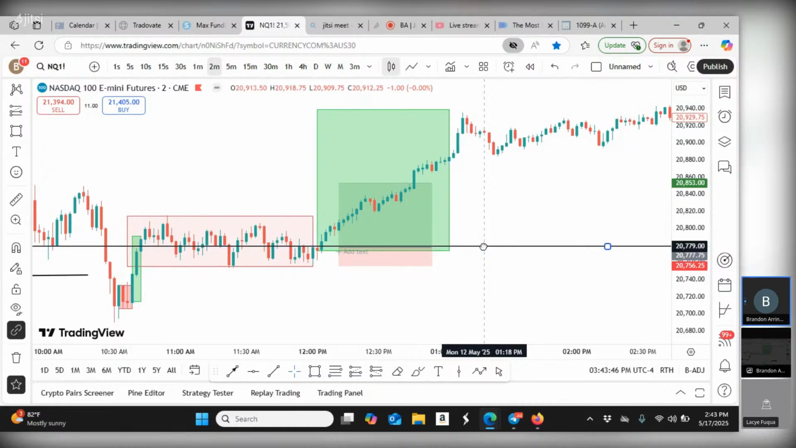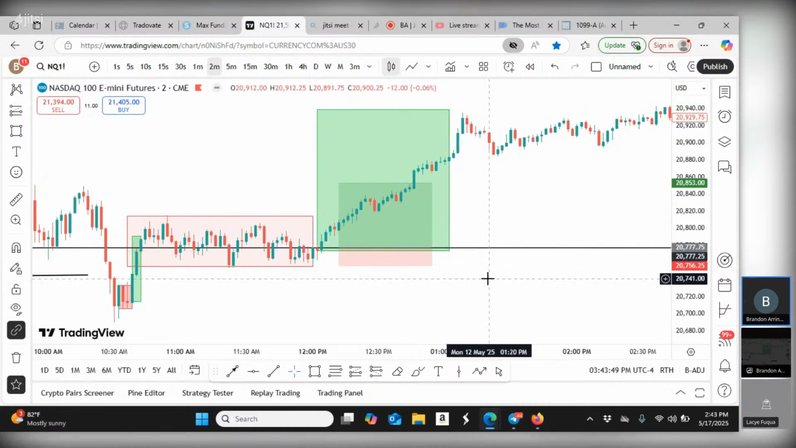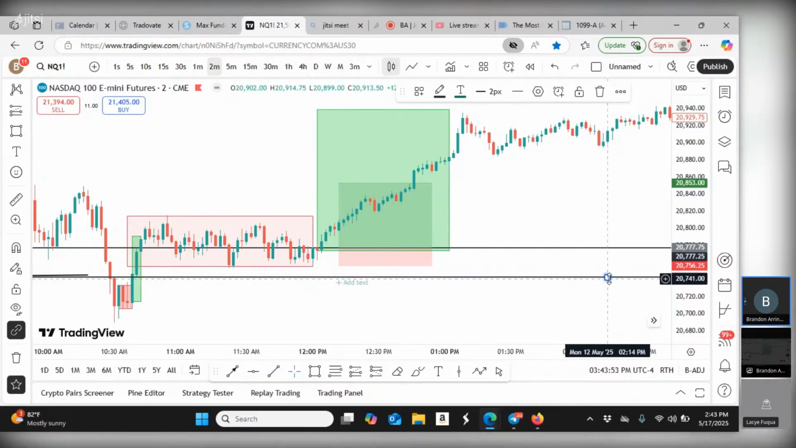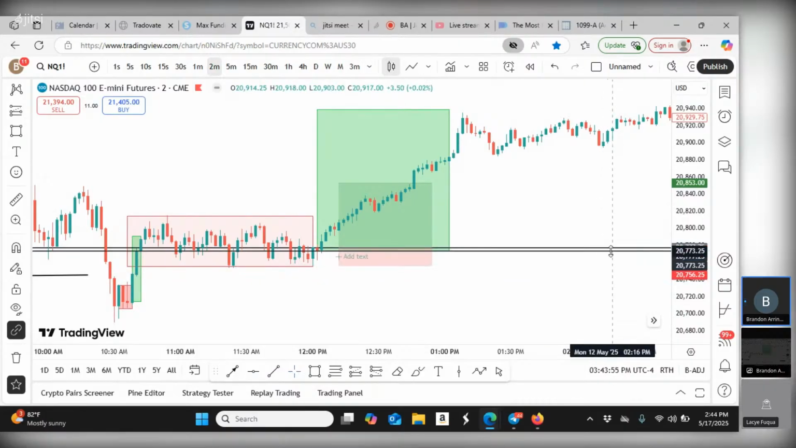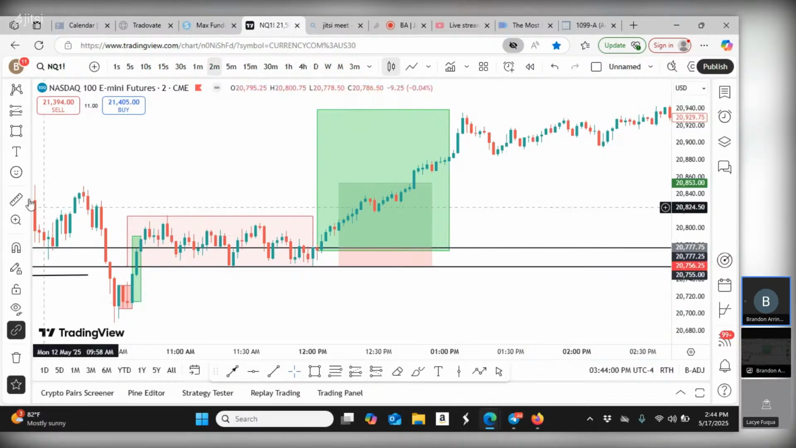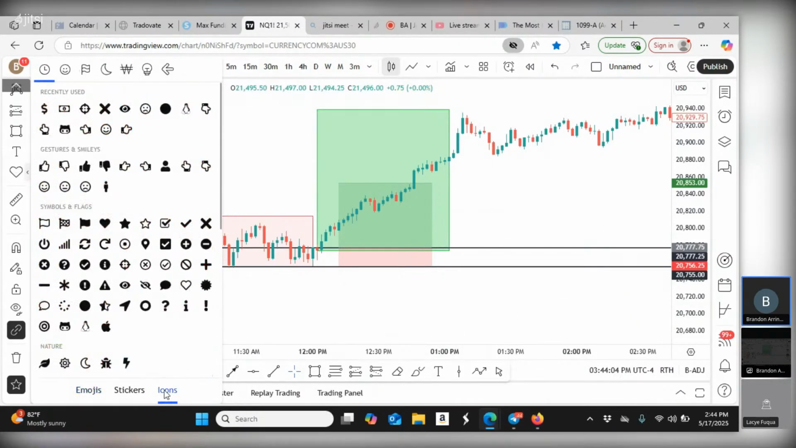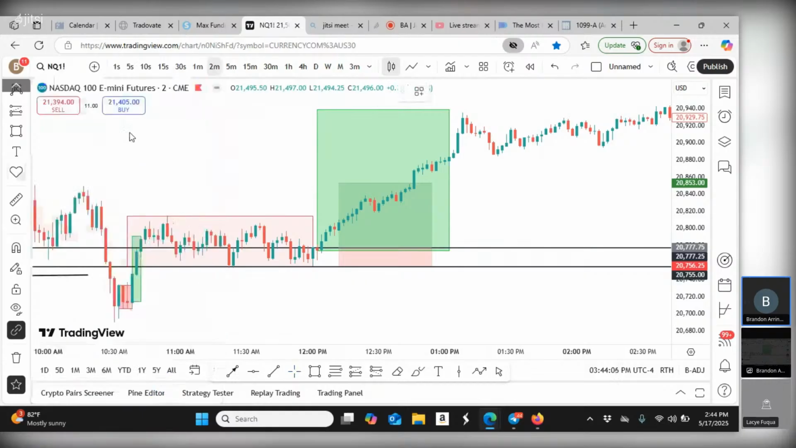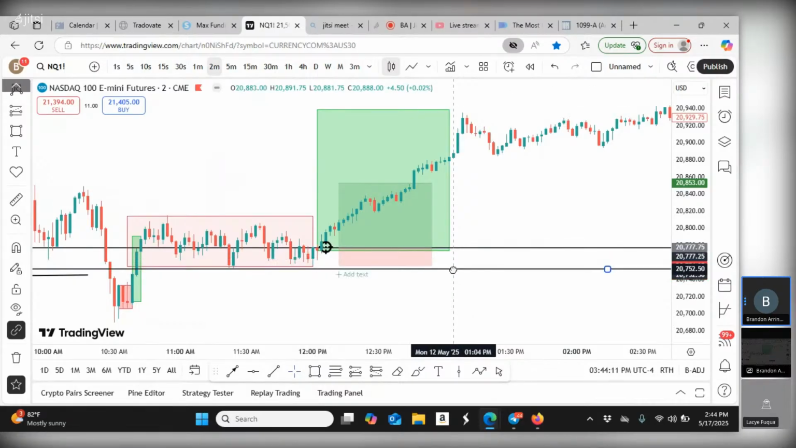So say my entry is right here, where that black line is. You have a stop loss, like I was telling you, somewhere below your entry. You see this red box? My stop loss was right there. Let me put the scope on now. Sniper entry right there, stop loss right below the line, my entry line.